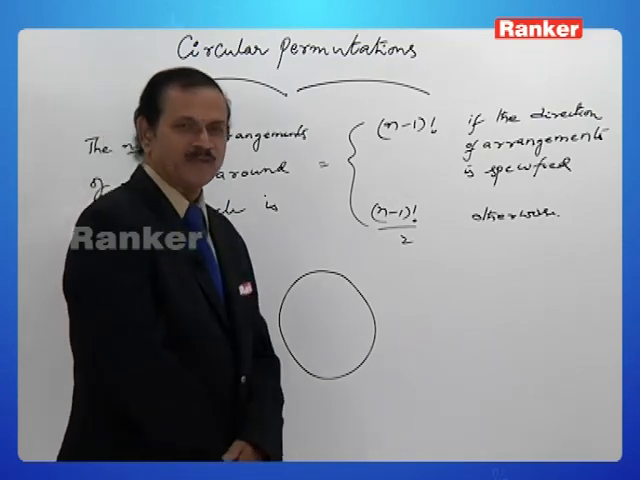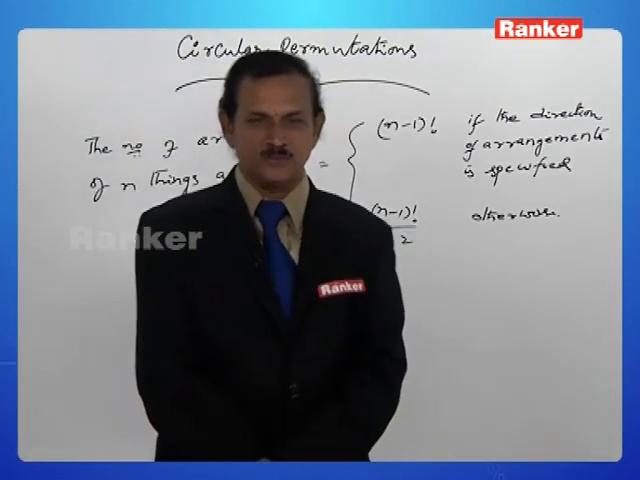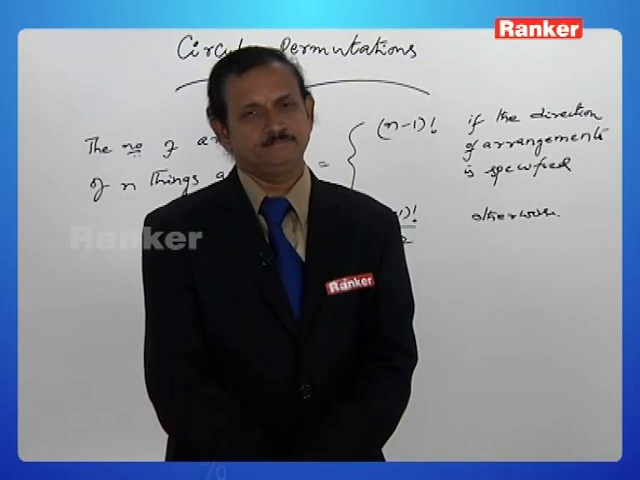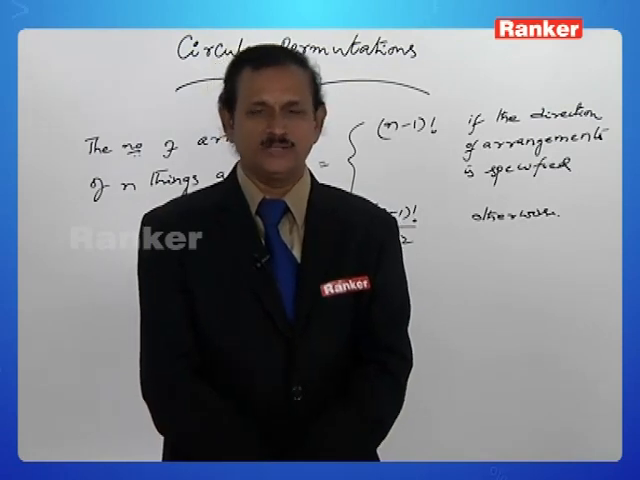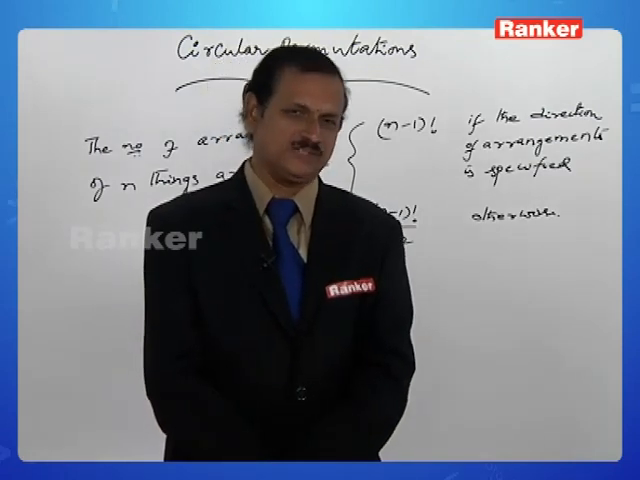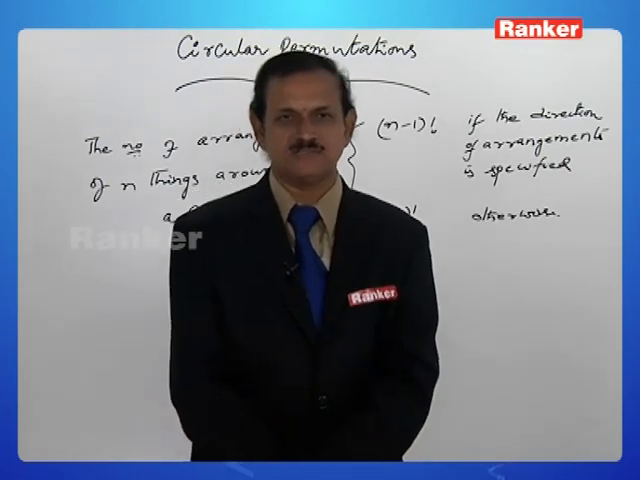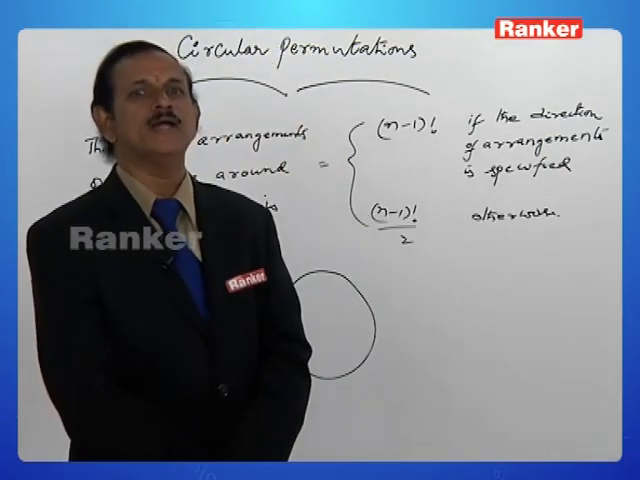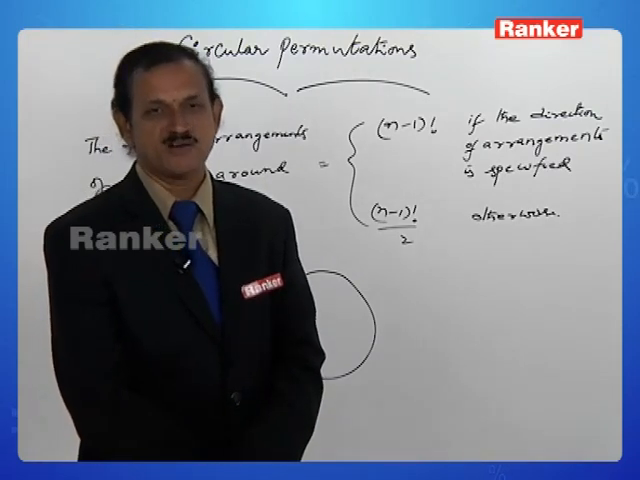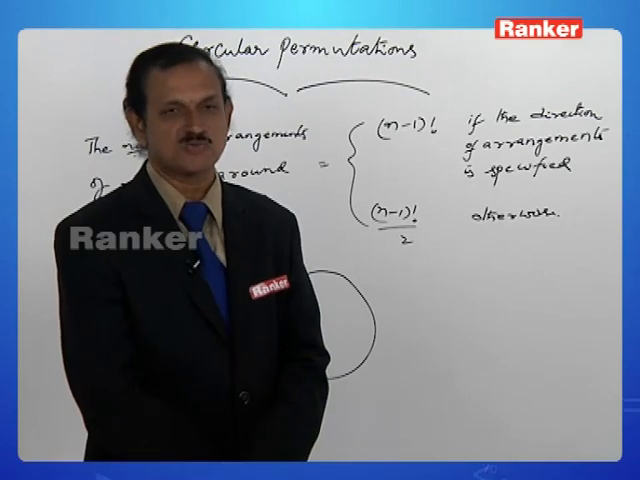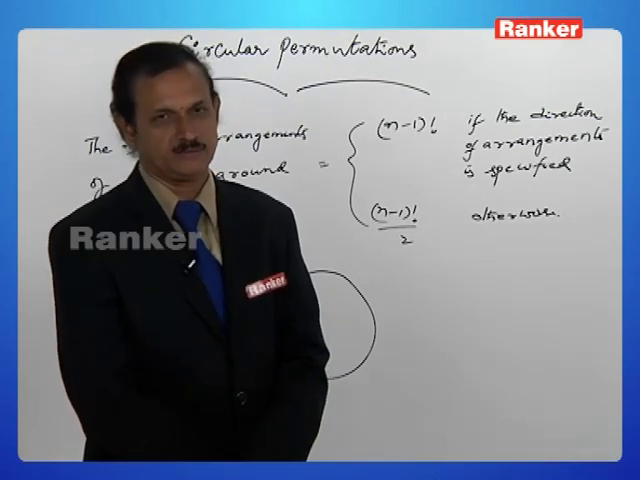Well, let me bring one more comparison into your notice. 20 diamonds are there. They are given. You are supposed to frame a necklace. How many ways can you frame a necklace with 20 diamonds? 19 factorial by 2. Necklace means it's not a fixed circle, it is under movement. So the direction of arrangement is not specified there. So it is 19 factorial by 2.